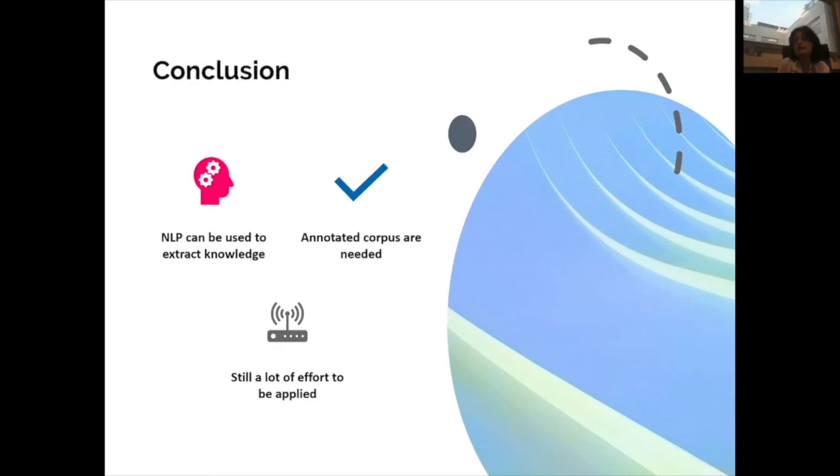So the conclusion is that NLP, of course, is a very useful tool to extract all the knowledge from the records. The thing is that deep learning approaches, which show the best performance and outperform any other method, require an annotated corpus, and that's why a lot of research and effort has to be put into generating these annotated corpora. And despite the effort that the whole community is putting into extracting the knowledge and developing methodology, we have to put in a lot of effort to make this a reality.